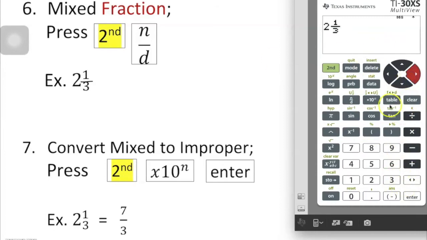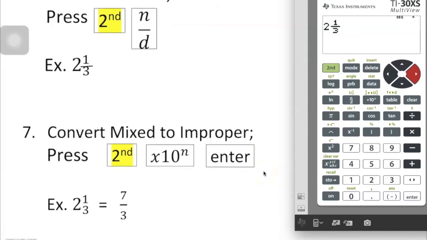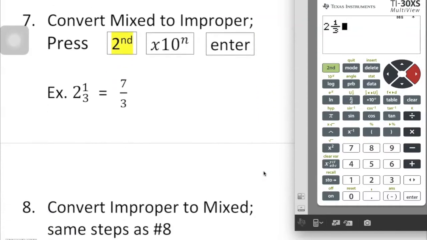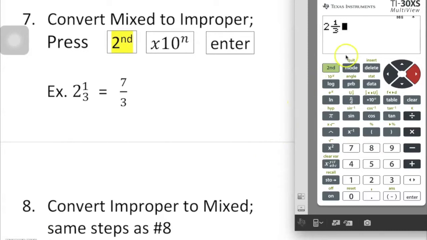Okay, now how to convert mixed to improper. Okay, so you have a mixed fraction clearly. How do you convert it into an improper fraction? Now, press second x 10 to the power n, then enter. So, what is the second button? This is the second button. So, second x 10 to the power n, this is the one here, and enter. Clearly, as you see, it's converted into an improper fraction. That's an improper fraction.